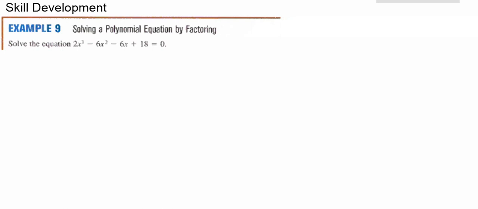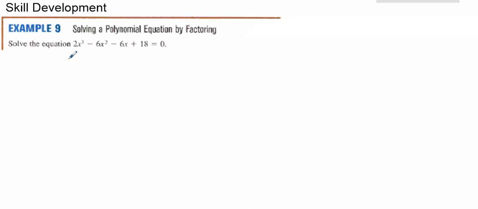Okay, so the first thing I notice is this is a third degree polynomial with 4 terms. Third degree means it's not quadratic, so I can't use the quadratic formula or completing the square. Factoring is probably our best bet. And because there's 4 terms, the method we're going to try is factor by grouping. Factoring by grouping is exactly how it sounds. We're going to group some terms.